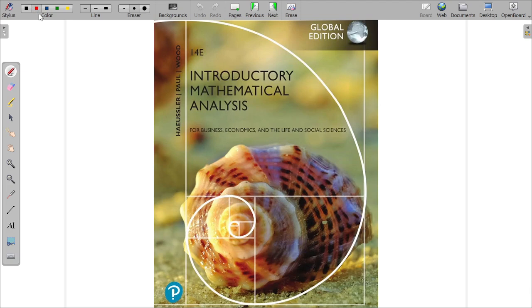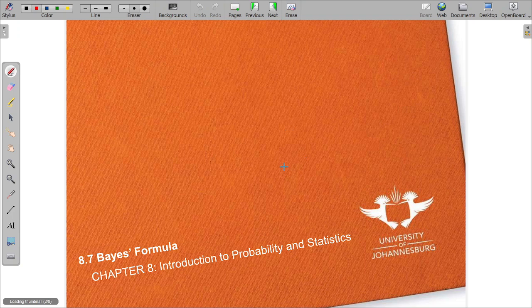Introductory Mathematical Analysis A, and we are still in chapter 8. Just in chapter 8, and this time around we are going to go into section 8.7. In chapter 8.7, we're going to be talking about Bayes formula.